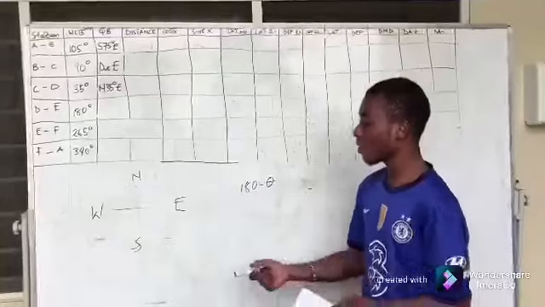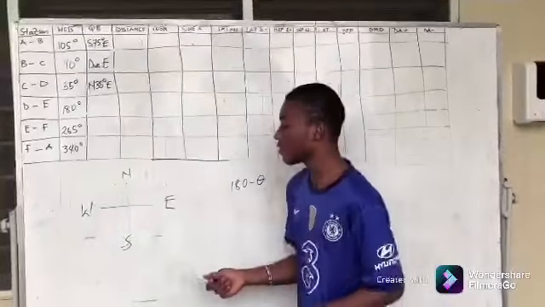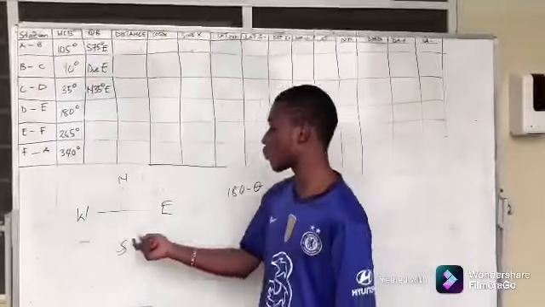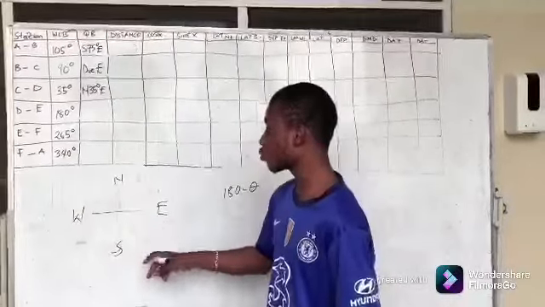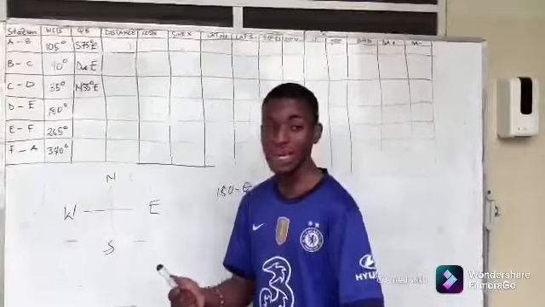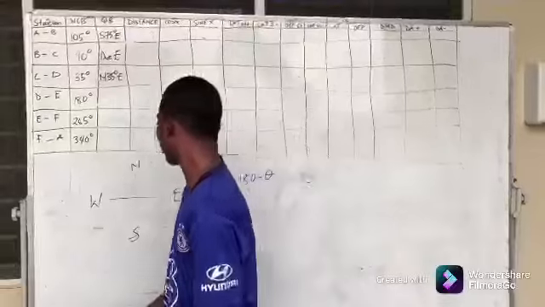Then 180. 180 is greater than 90 but equal to 180. So that means it's at the second quadrant, and the second quadrant also totals up to 180. So that means it's due south. Theta is due south.